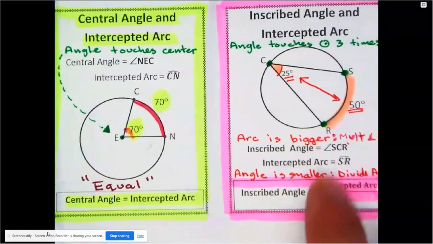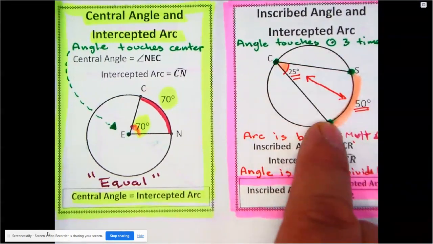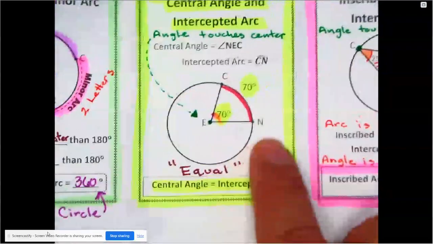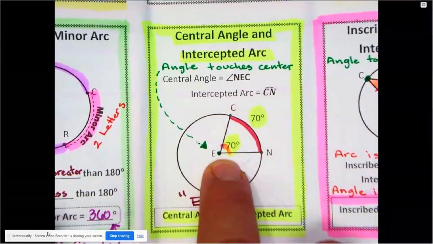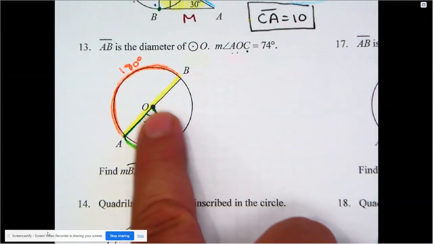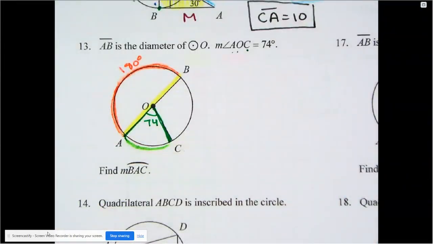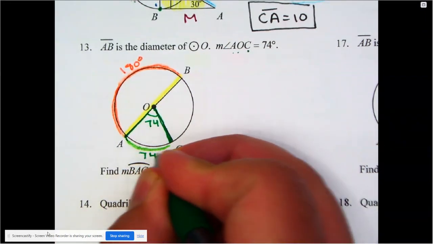We have an inscribed angle, which touches the circle 3 times. That's when you multiply by 2 or divide by 2. But then you also have what we call a central angle. The angle actually comes off of the center. Well, look at this one. This angle that I traced is coming off of the center only, which means they're equal to each other. You don't have to divide, you don't have to multiply. If that's 74, then this is 74.